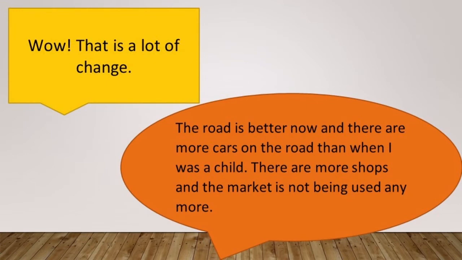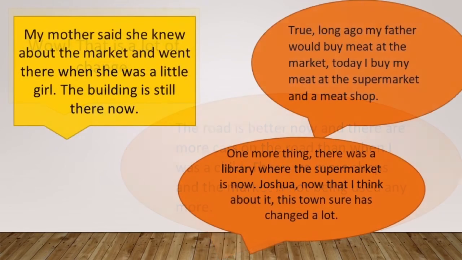The road is better now and there are more cars on the road than when I was a child. There are some shops and the market is not being used anymore. My mother said she knew about the market when she was a little girl. The building is still there though. True. Long ago, my father would buy meat at the market. Today, I buy my meat at the supermarket and at a meat shop.